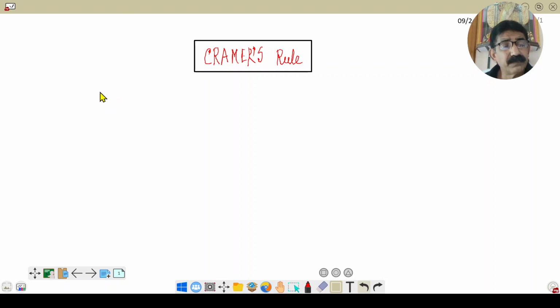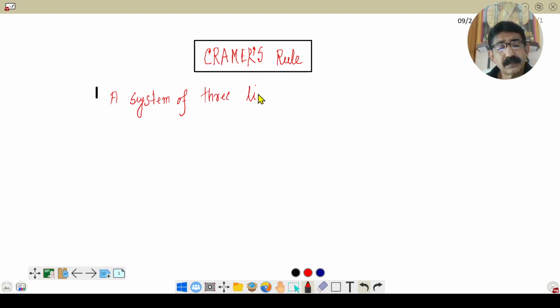A system of three linear equations like this. Let us consider a system of three linear equations.